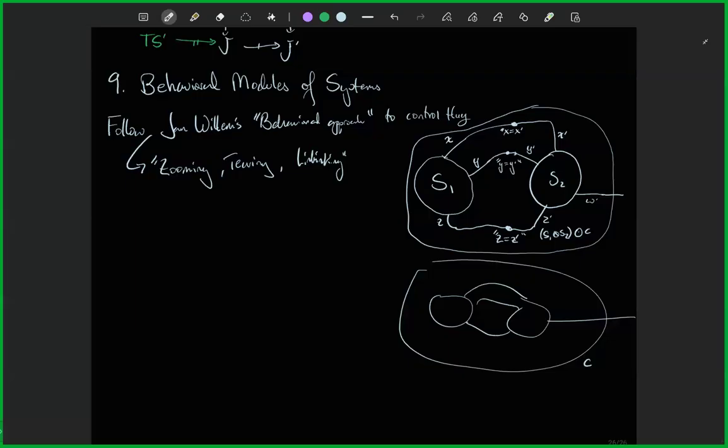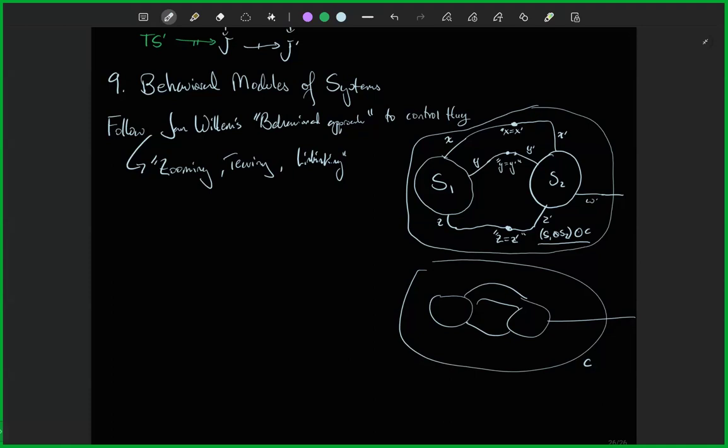And so if we had a big system, which was this composite, then we could zoom in and see that it was actually composed of things like this, supposing it was. And then tearing is this idea that we look at each one of these S1 and S2 individually, and linking is what we just did. So these are the operations of Jan Willems' behavioral control theory, and we're going to see how they fit in with the double categorical approach we've been describing.